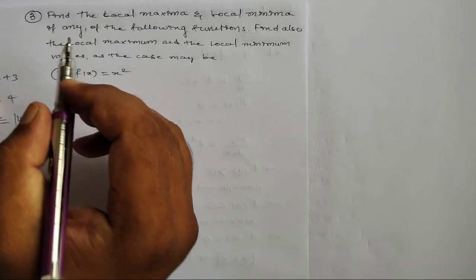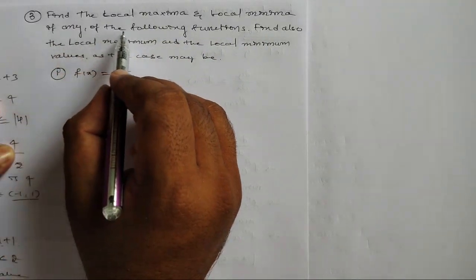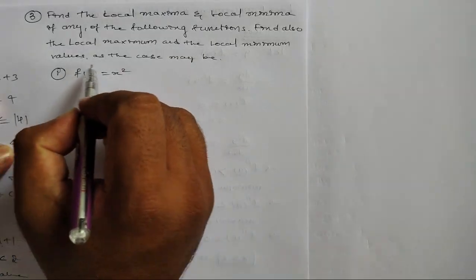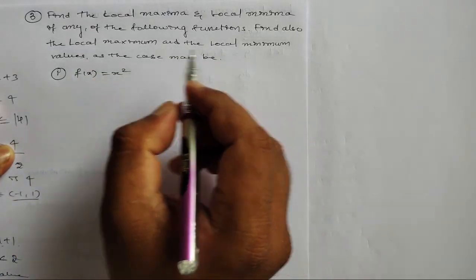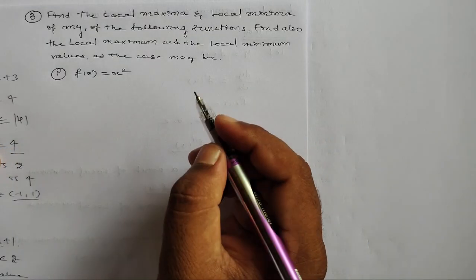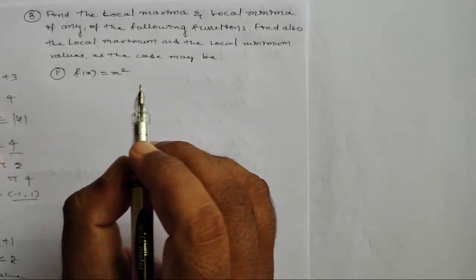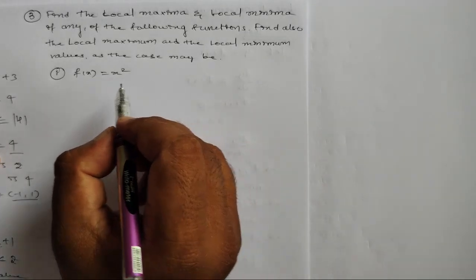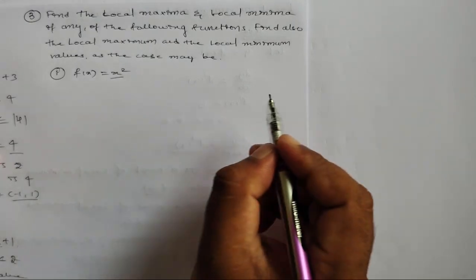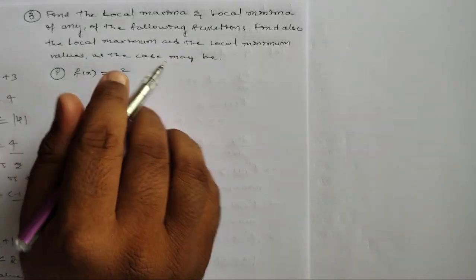Okay, next, question number 3. Find the local maximum and local minimum, if any, of the following functions. Find also the local maximum and local minimum values as the case may be. The first function is f of x is equal to x square. See, x square is always greater than or equal to 0, which means there exists a minimum value. The minimum value of this function is 0. But the maximum value: greater than or equal to 0 means 0 to infinity, so there is no maximum value. But the minimum value is 0.